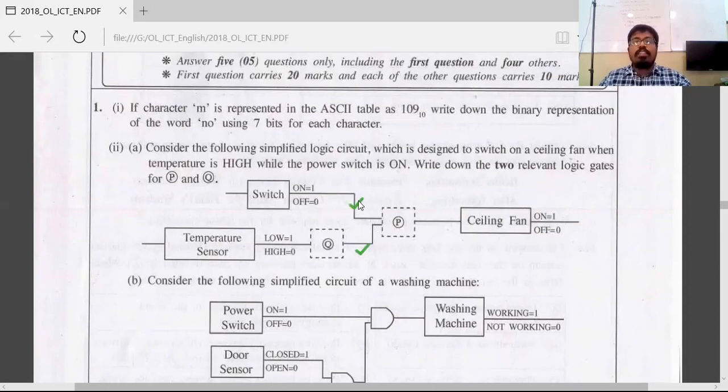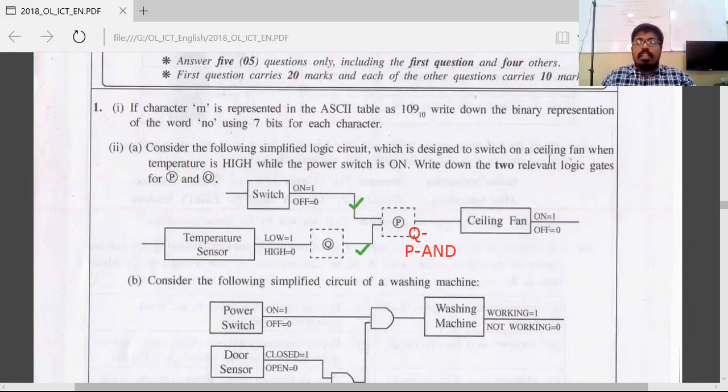When we need to satisfy both conditions, the P will be which one? AND gate, right? We need to satisfy two conditions. So P is AND gate. What about Q?